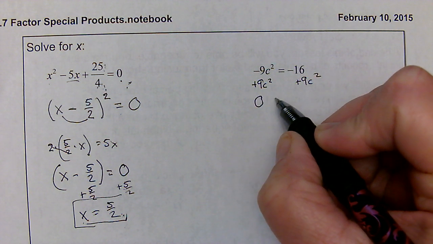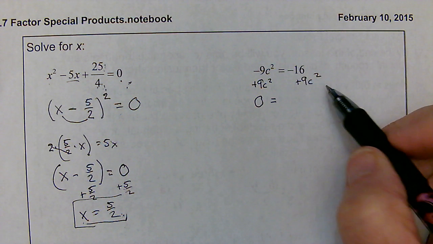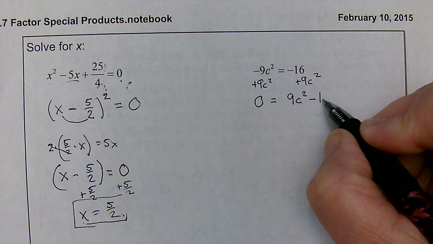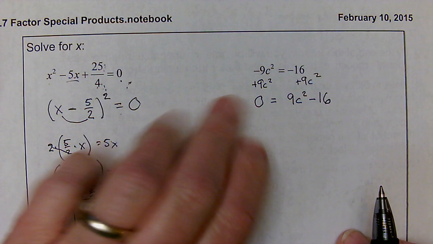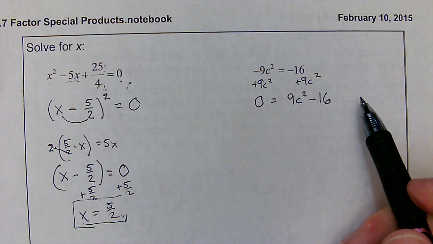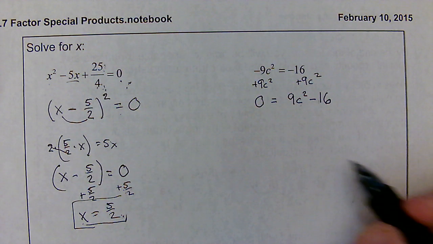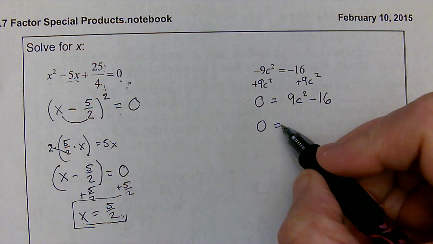So I get 0 equals, and when I have a positive term and a negative term that I'm adding together, I like to write the positive one first, so then I can just write it as a subtraction problem. Now, we're only looking at one side here. There are only two terms on this side. They are both perfect squares, and there is subtraction between them. So that means these are a difference of two squares.